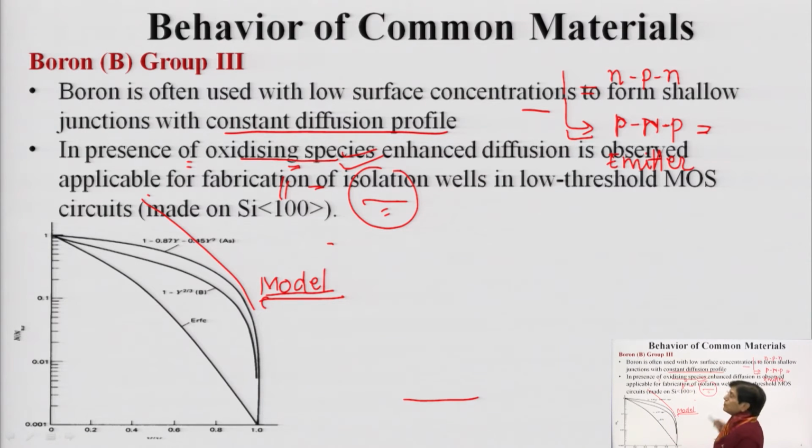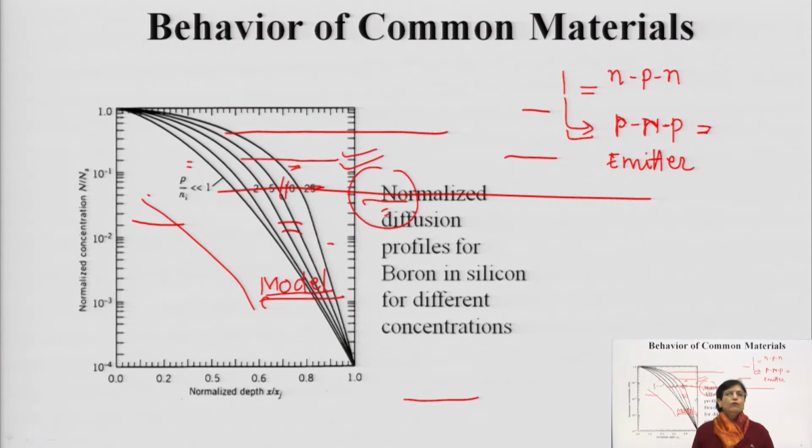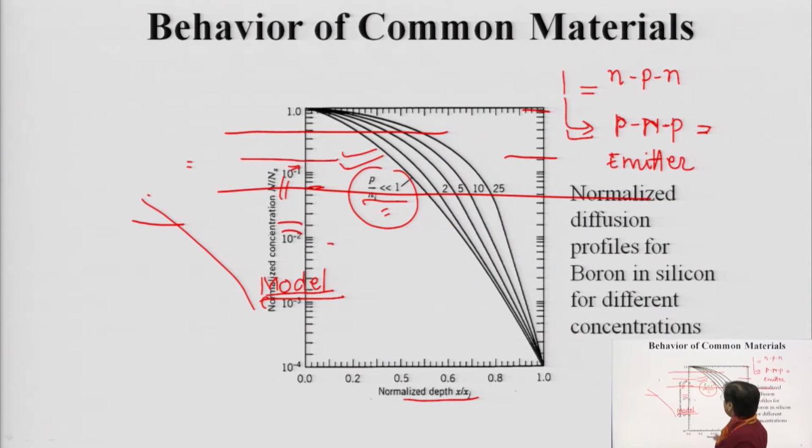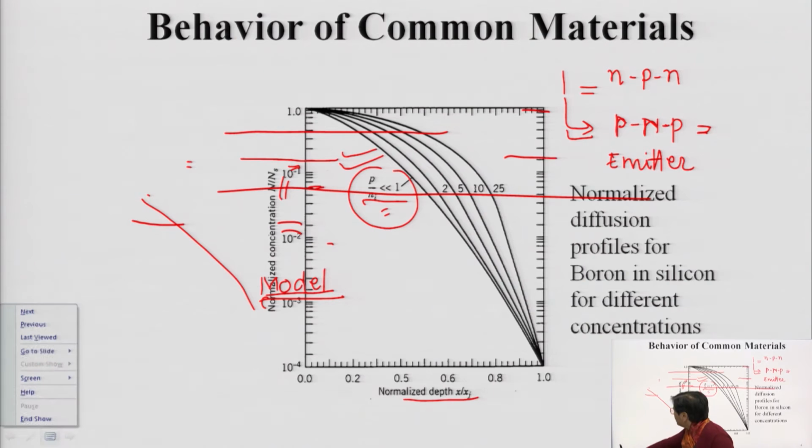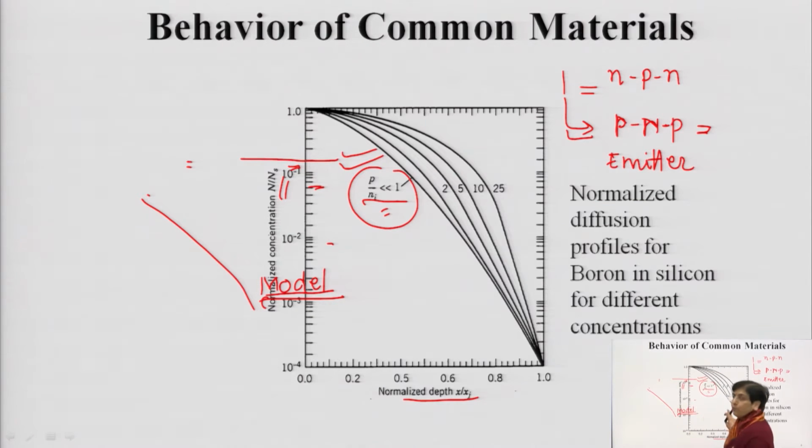In presence of oxidizing species, the diffusion is observed applicable for fabrication of the isolation wells as well as for low threshold MOS circuits, typically in 100 concentration. Now, when you go for such a profile, you will see that as the concentration is increasing, the profile is deviating from the error function profile.